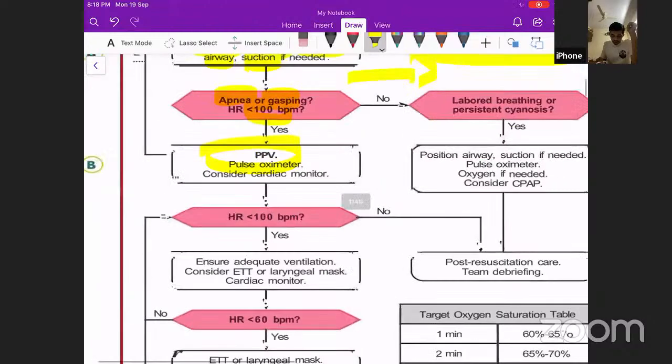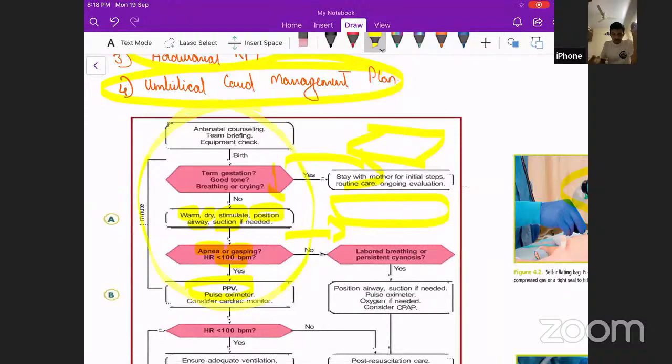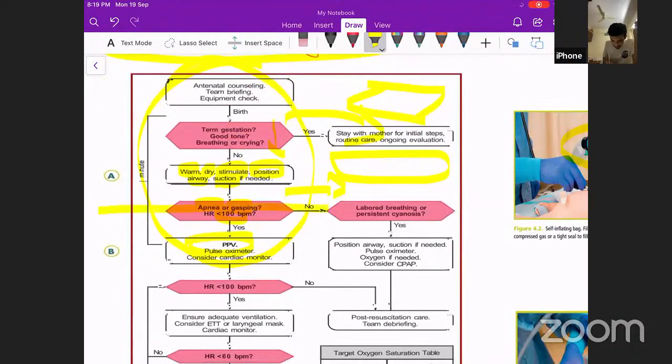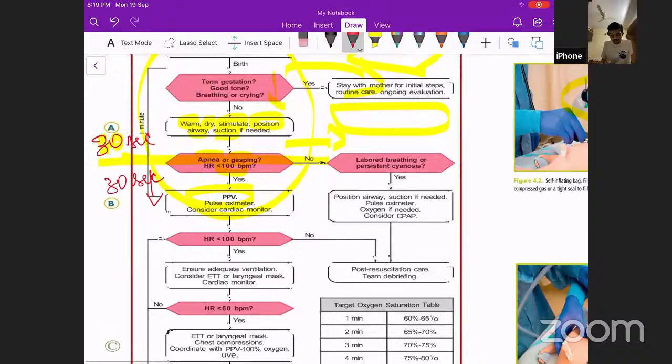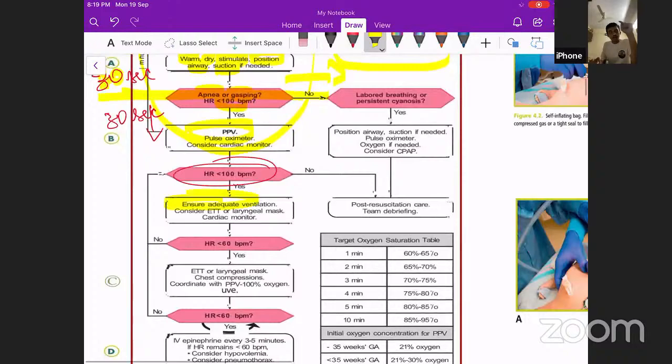Next, what do we do? And this whole thing has to be done within 1 minute. Okay. So this initial part needs to be done within 1 minute. Fine. Next. So might be somewhere till here. It is 30 seconds. Okay. And then we do 30 seconds of positive pressure ventilation. If the baby still doesn't respond, if the heart rate is still less than 100 beats per minute, then what do we do? We do something called ventilation corrective steps, that is ensure adequate ventilation.